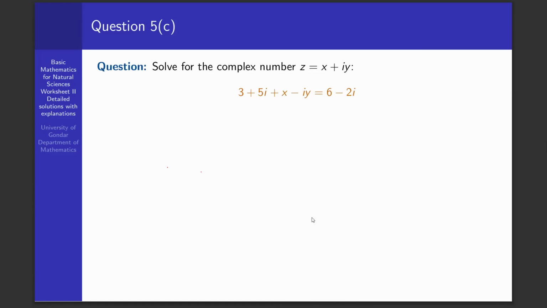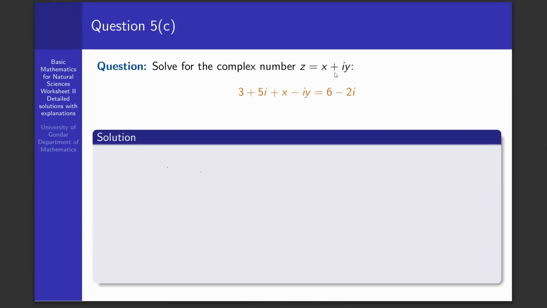The next one is question number 5c. Again, it is solving this equation involving a complex number in the form z is equal to x plus iy. We have 3 plus 5i plus x minus iy is equal to 6 minus 2i. So in order to have this form, that is z is equal to x plus iy, we have to equate the imaginary and the real parts of the given complex number.